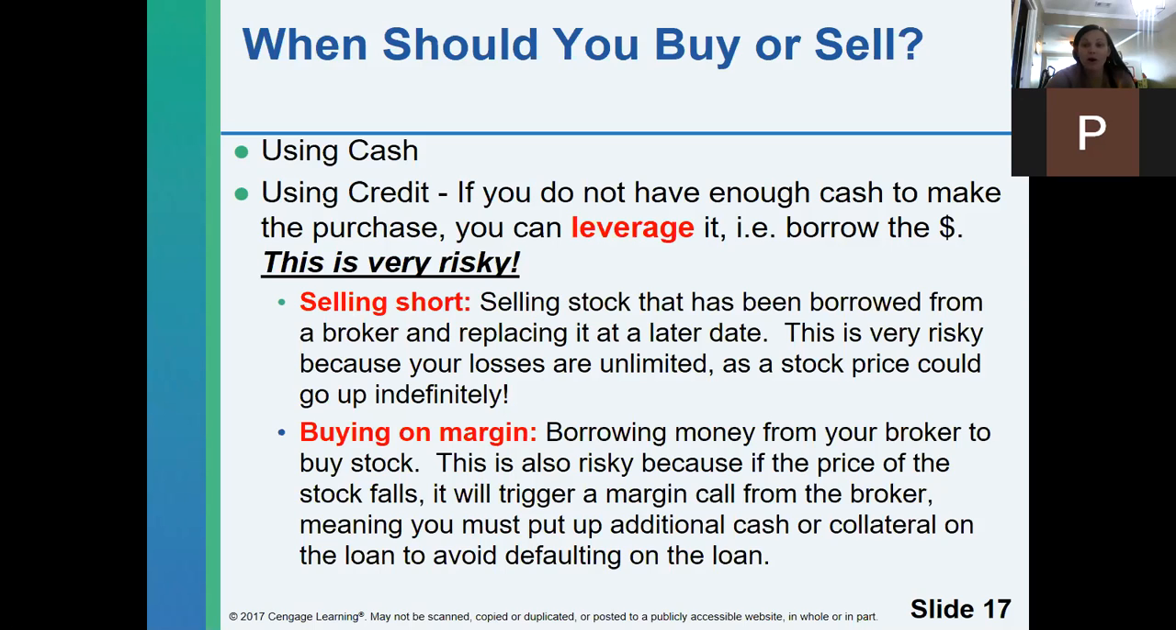Buying on margin is borrowing money from your broker to buy stock. So it's like taking out a loan. It's also very risky because if the price of the stock falls, it will trigger a margin call from the broker, meaning you must put up additional cash or collateral on the loan to avoid default.